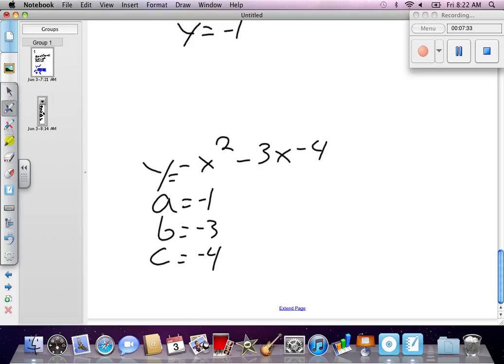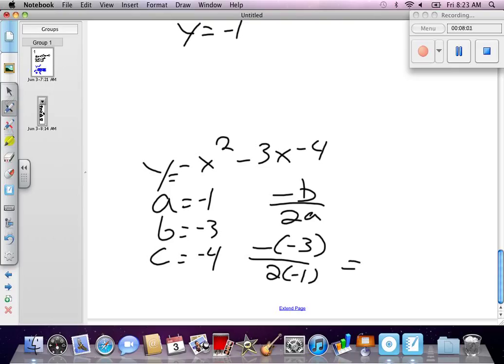Now what do I do? I've labeled them. What's my next step? Guys, the steps are on the board. After I label it, what do I do? Plug it into negative B over 2A. You should have this on your cheat sheet, using graphing quadratic equations. So I have minus negative 3 over 2 times the negative 1. So I get 3 over negative 2, which is the same as negative 1 1/2.